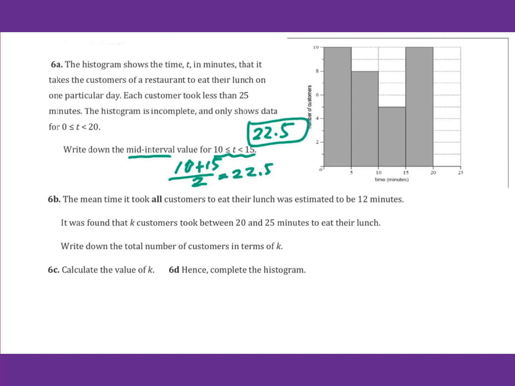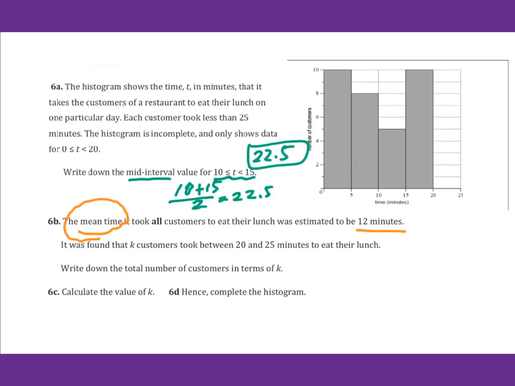The mean time it took all customers to eat their lunch was estimated to be 12 minutes. So that's mean time is 12 minutes. It was found that K customers took between 20 and 25 minutes to eat their lunch. Write down the total number of customers in terms of K.